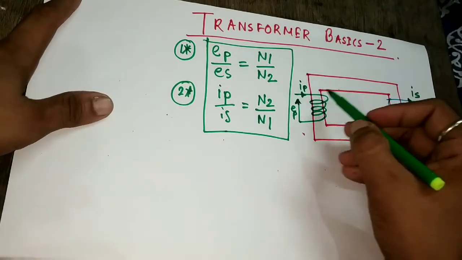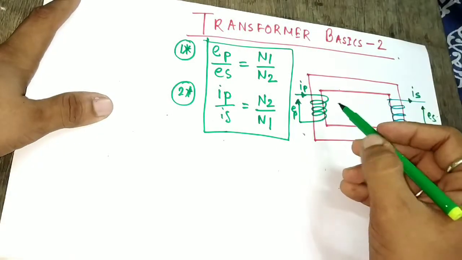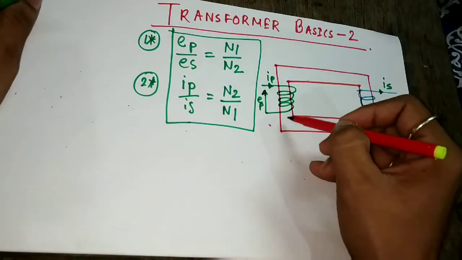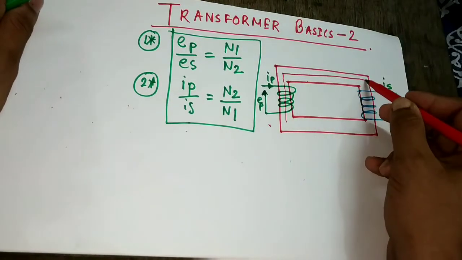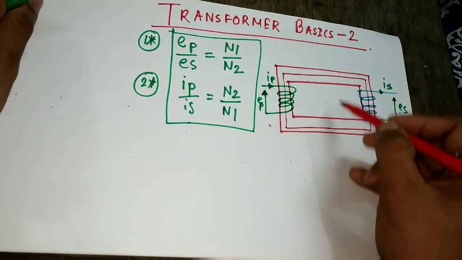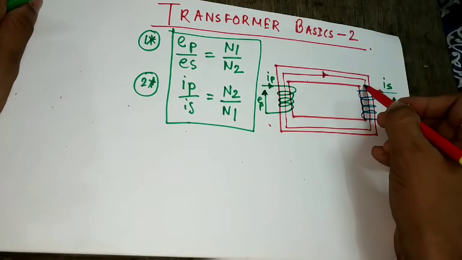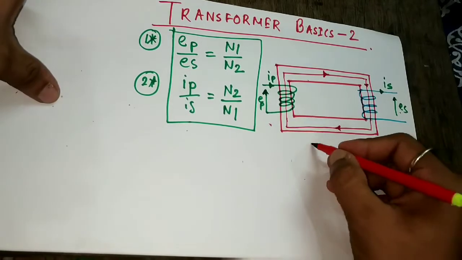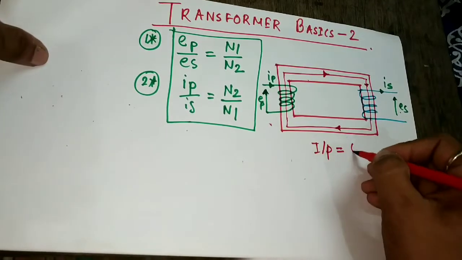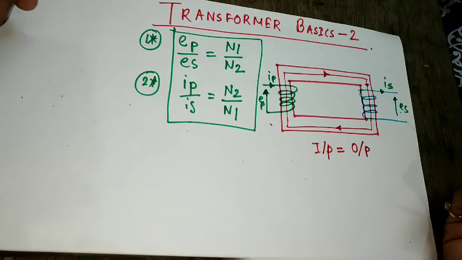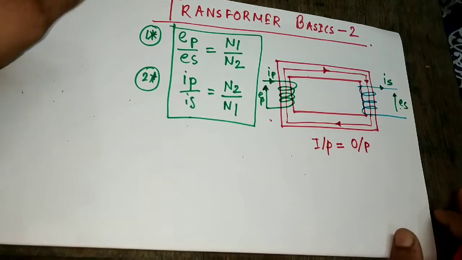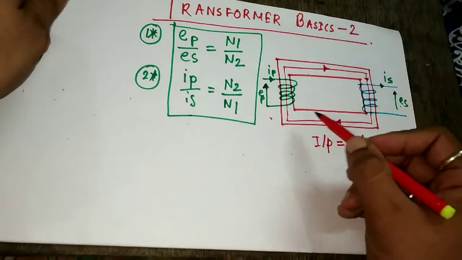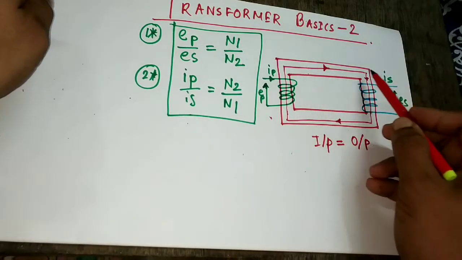Now as soon as you apply the voltage, there is a flow of flux in the core. This is the core, and the flux flows in this direction. We have mentioned previously that the input power of the transformer is equal to the output power of the transformer. But in practical cases, we find that there is some loss while the flux is traversing the core.